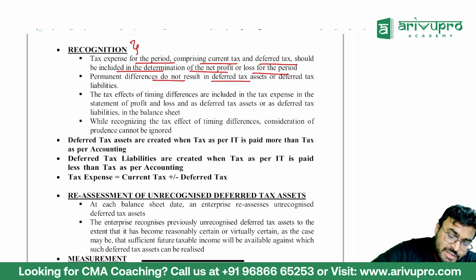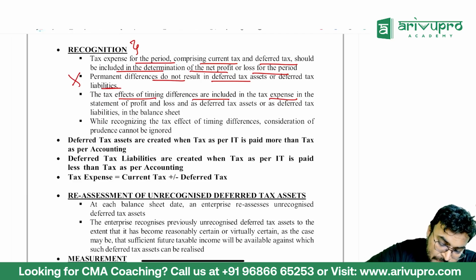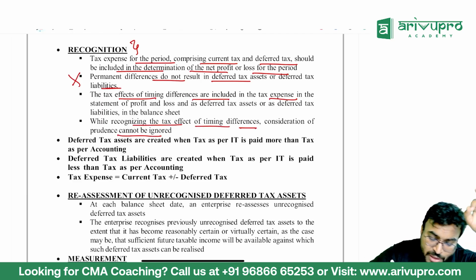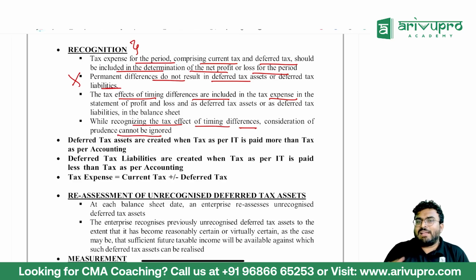Permanent differences do not result in deferred tax asset or deferred tax liability. Ignore the permanent difference. The tax effect of timing differences are included in the tax expense. While recognizing the tax effect of timing differences, consideration of prudence should be there. When you are recognizing timing differences, you should use prudence, they are telling. That means provide for future losses, all that we are going to do.